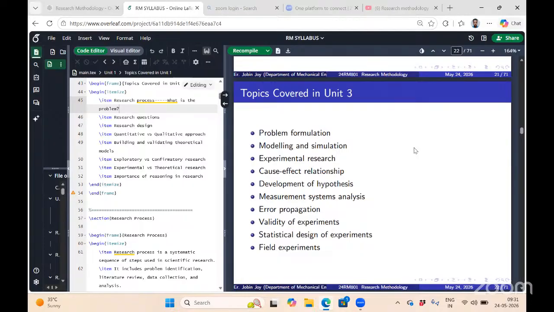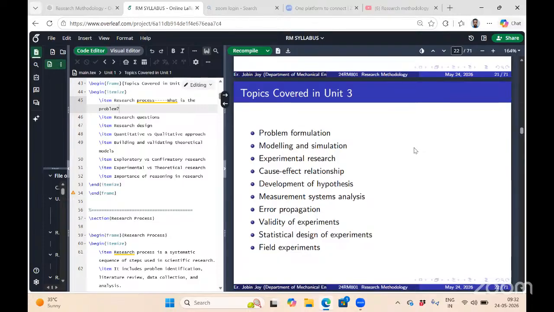Statistical design of experiments means we have to plan experiments efficiently. Before conducting the experiment, we have to plan the design of experiments. How many experiments are required? So we will be using statistical tools to design the experiments. That is called statistical design of experiments. Factorial design, ANOVA analysis, regression analysis, response surface methodology, quality optimization studies, etc. These are the examples of statistical design of experiments.